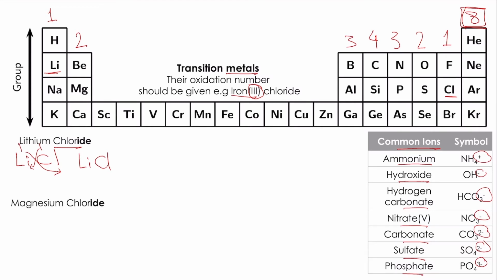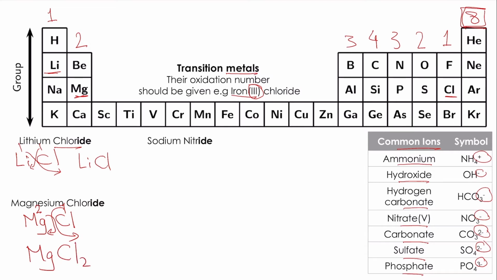What about magnesium chloride? Magnesium is Mg. Chloride, Cl. Magnesium is in group 2, so it's 2 here. Cl is in group 17, so it's 1. Exchange the valencies. So here and here, so we have MgCl2. This is how we should write magnesium chloride.